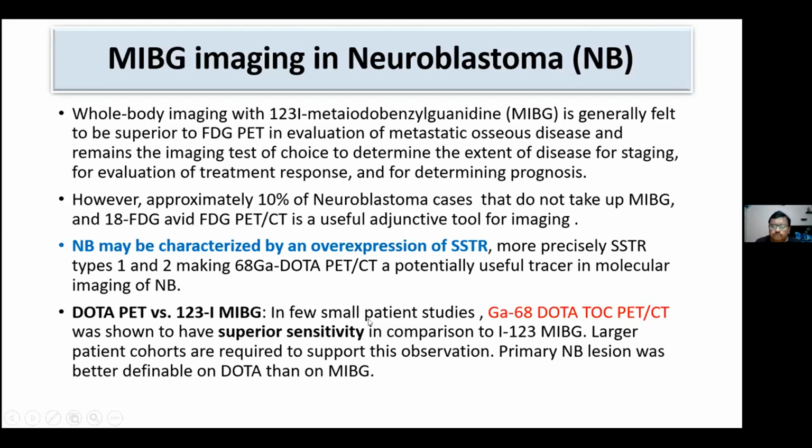There are a few small studies with a small number of patients where they say gallium DOTA TOC or DOTA TATE PET CT has a superior sensitivity in comparison to I-123 MIBG. Larger patient cohorts are required to support this observation. Primarily, the neuroblastoma lesion was better definable on DOTA than on MIBG. Is that what they say? Because one thing is the superior resolution of a PET CT compared to gamma imaging.